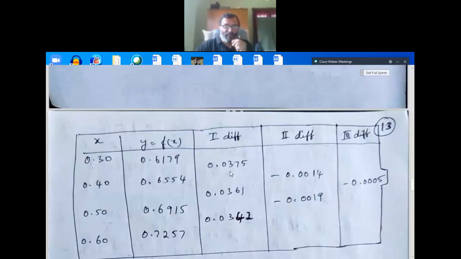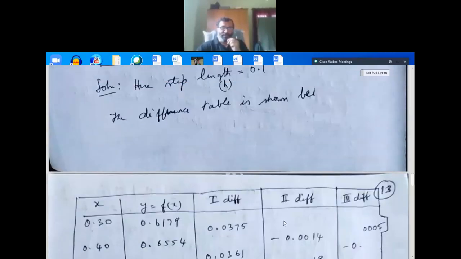Then the first difference. This minus this, as before. 0.6554 minus 0.6179. When we subtract, we get 0.0375. Here, 0.6915 minus 0.6554. That is 0.0361. Then 0.7257 minus 0.6915. That is 0.0342.